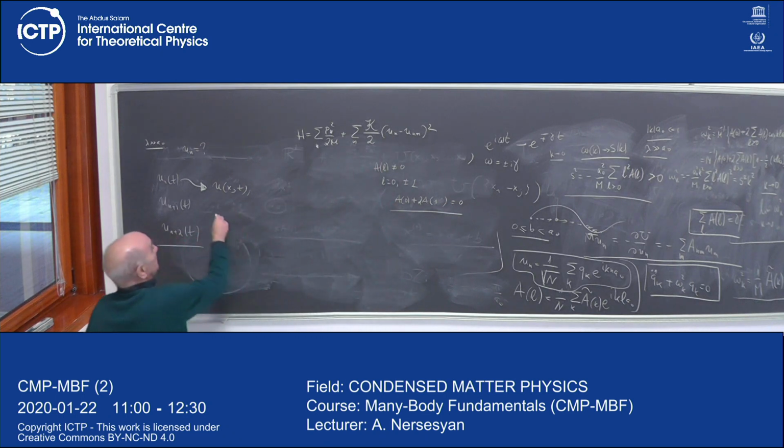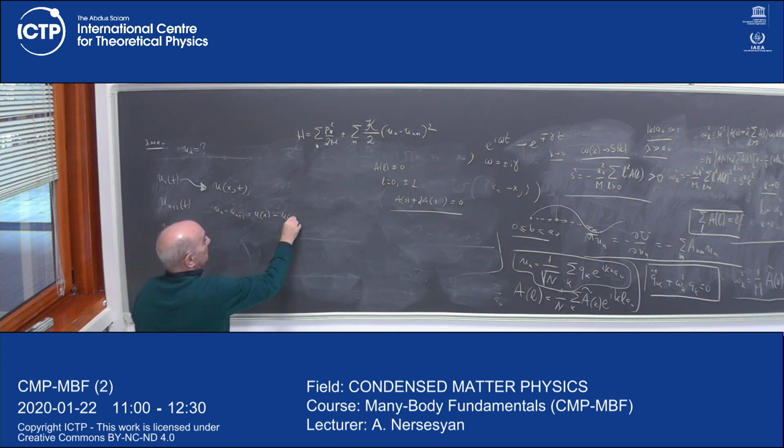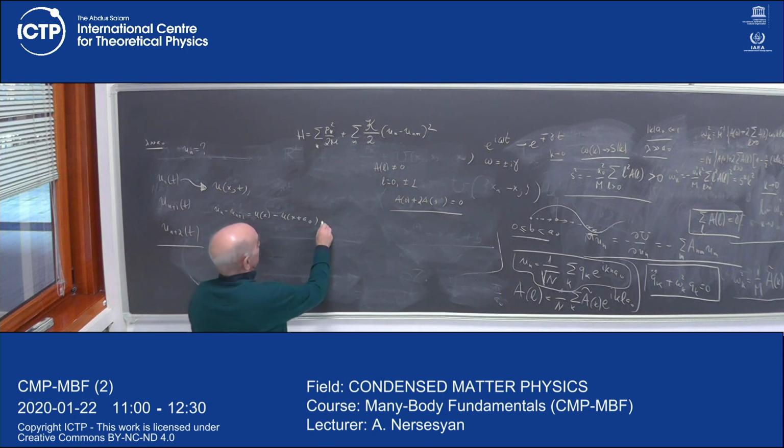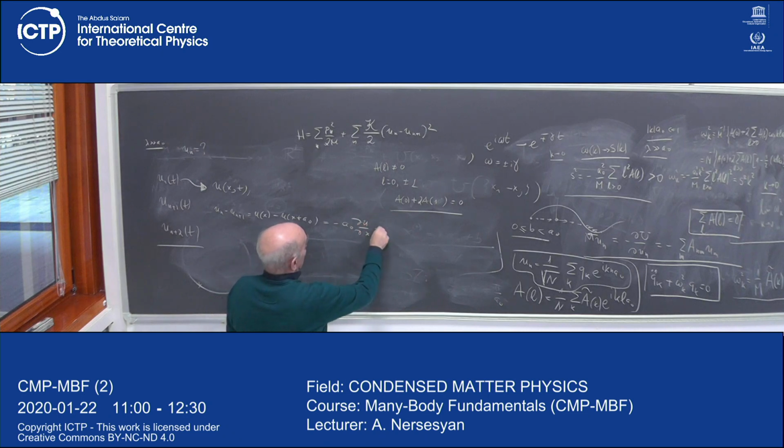In the continuum limit, u n minus u n plus 1 is what? It is u of x minus u of x plus a naught. But our distances are large compared to a naught. A naught for us is a microscopic tiny thing. So therefore we should expand this in a Fourier series. It will give us minus a naught du dx plus the correction of the order a naught squared. Right? Good.